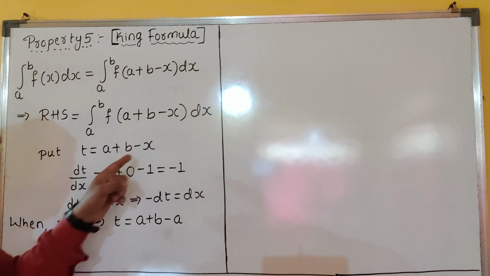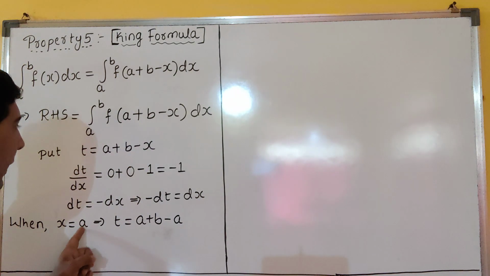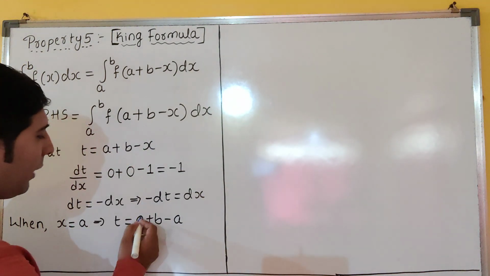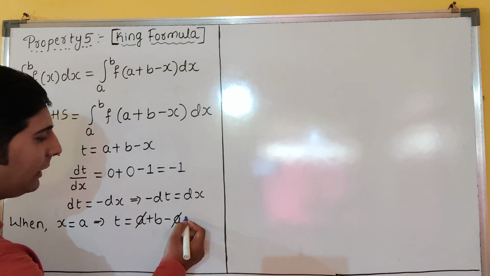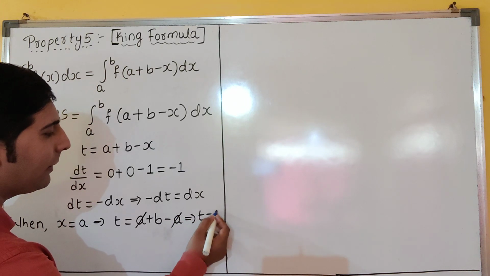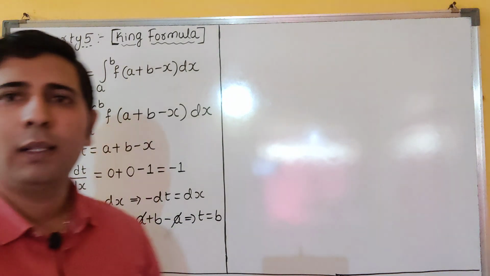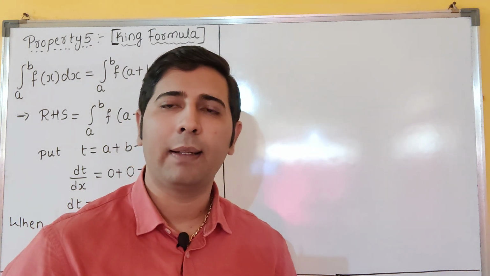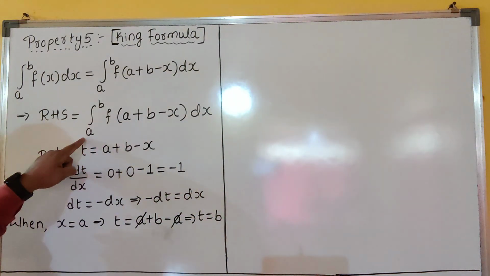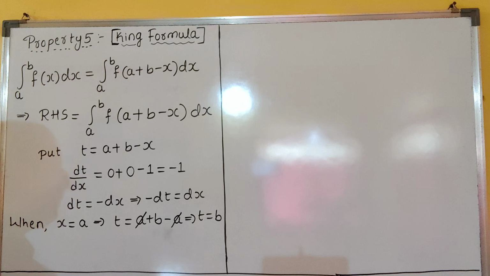Understood? So x value we put in this. So now plus a minus a get cancelled. T is equal to how much you will get? B. Understood? T value has become b. So now lower limit a has become what? B or not? So similarly upper limit also we check.